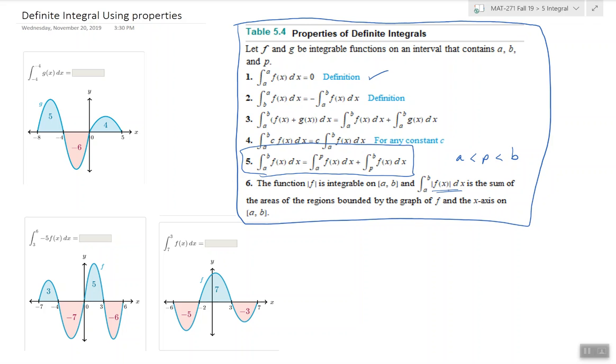Okay, so let's look at a couple questions here from your textbook, and they just want us to use these 6 properties. The integral from -4 to -4 of g of x dx. Well, again, we didn't go anywhere. We just stayed at -4. There was nothing to accumulate. So this is going to be 0.